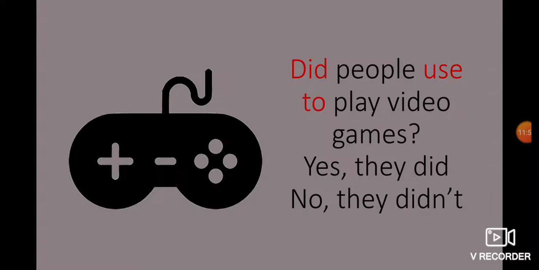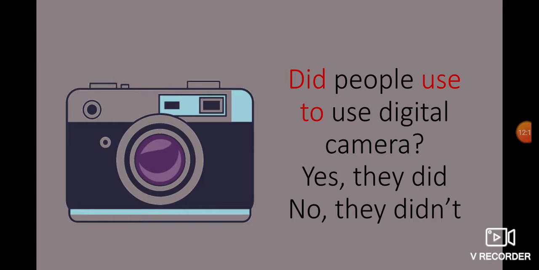Okay, so let's see. Now we have some examples here. Question example: Did people used to play video games? Yes, they did. No, they didn't. If you notice, in red we have the auxiliary and the form of "used to." But we eliminate the letter D because it is not necessary to write it in questions, because you use the auxiliary in past.